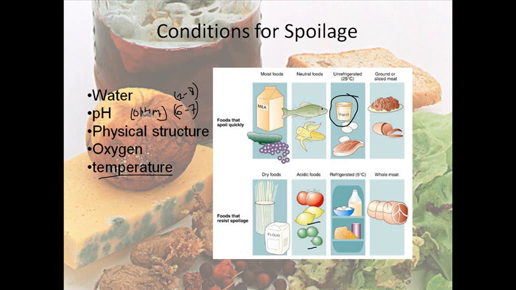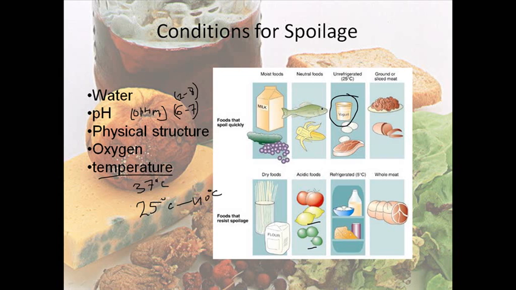So the optimum temperature normally is the room temperature, and for many organisms it is 37 degrees Celsius, where we used to incubate them for our study purposes in laboratories using an incubator. So normally the range will be 25 degrees Celsius to 40 degrees Celsius. This is a good range for bacteria to grow.